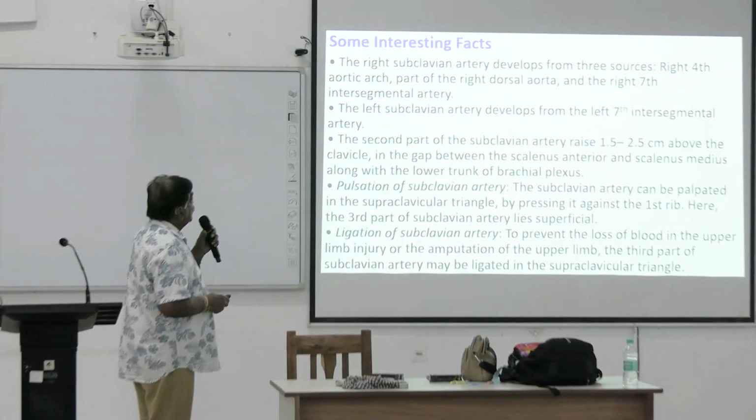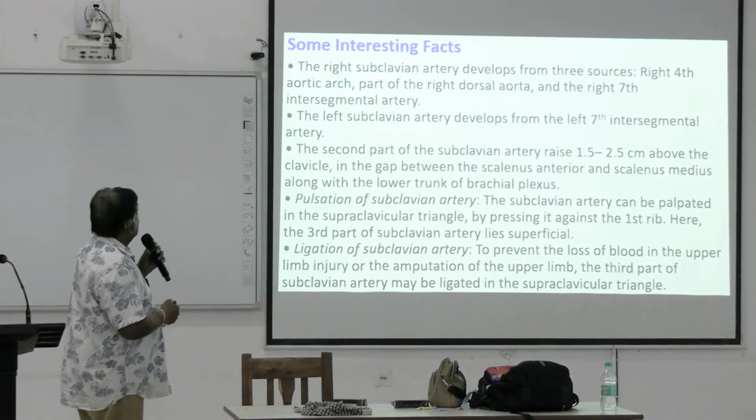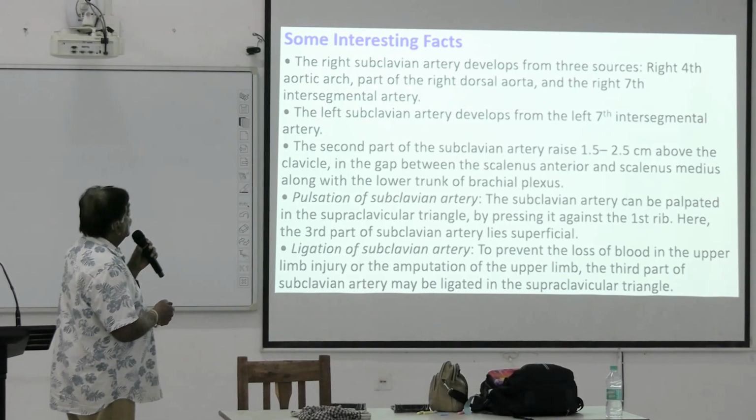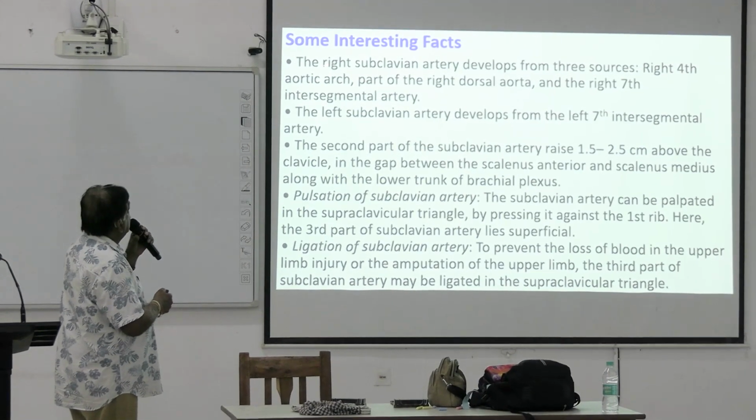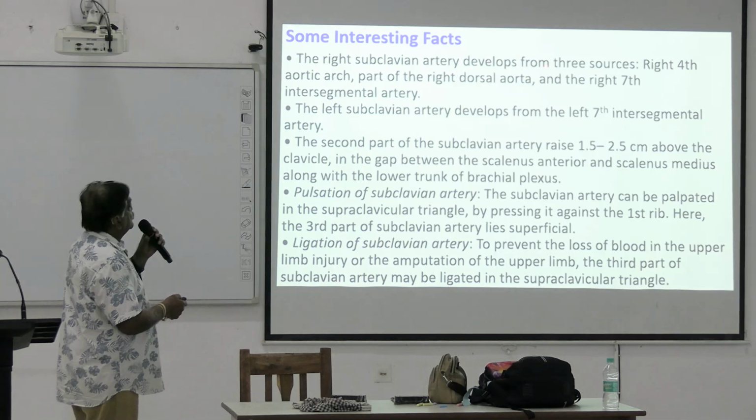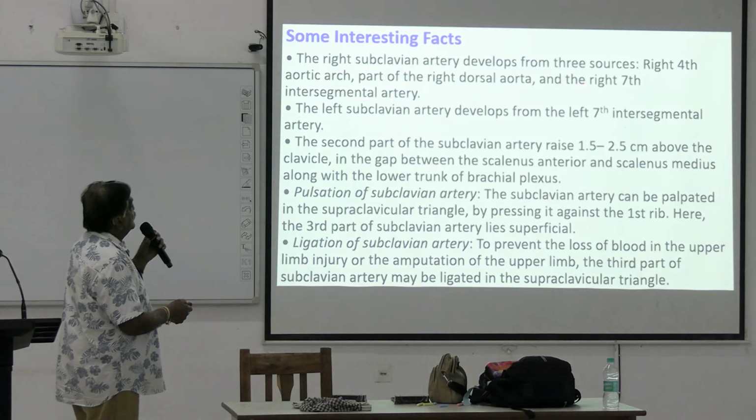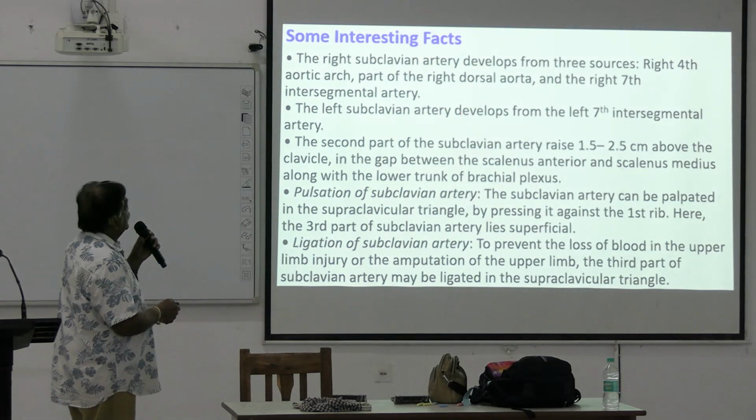Now some interesting facts. The right subclavian artery develops from three sources: right fourth aortic arch, part of the right dorsal aorta, and the right seventh intersegmental artery. The left subclavian artery develops from the left seventh segmental artery.